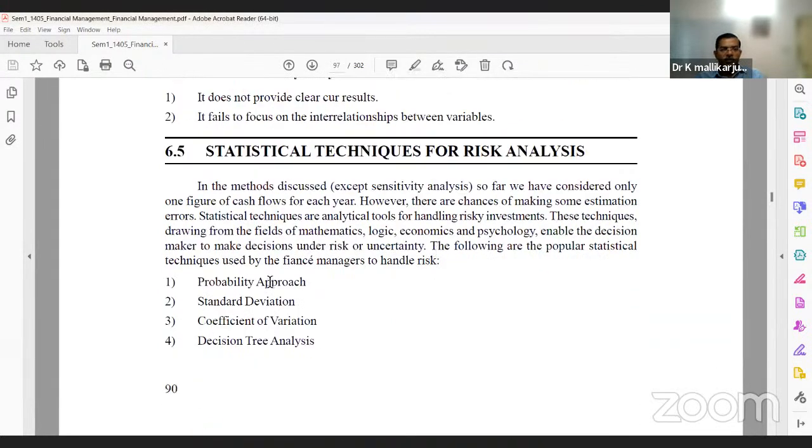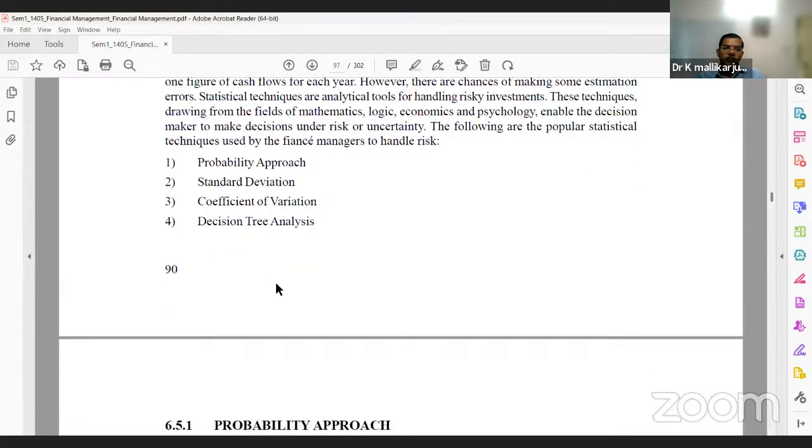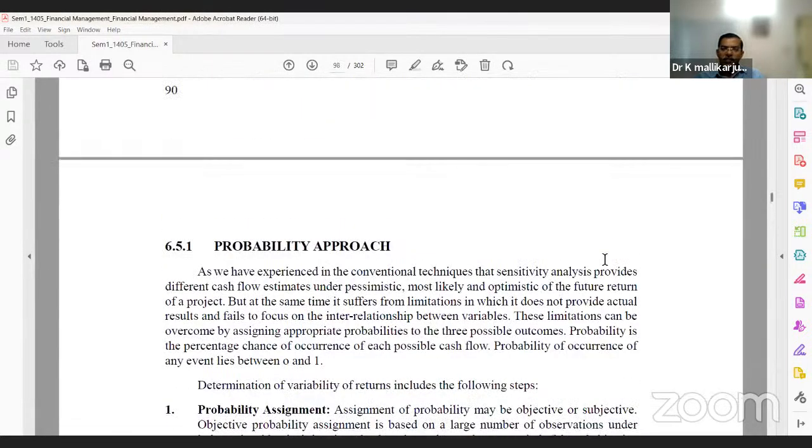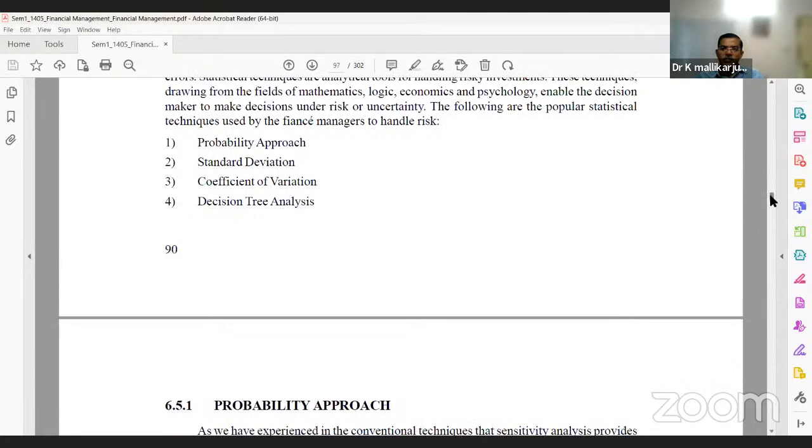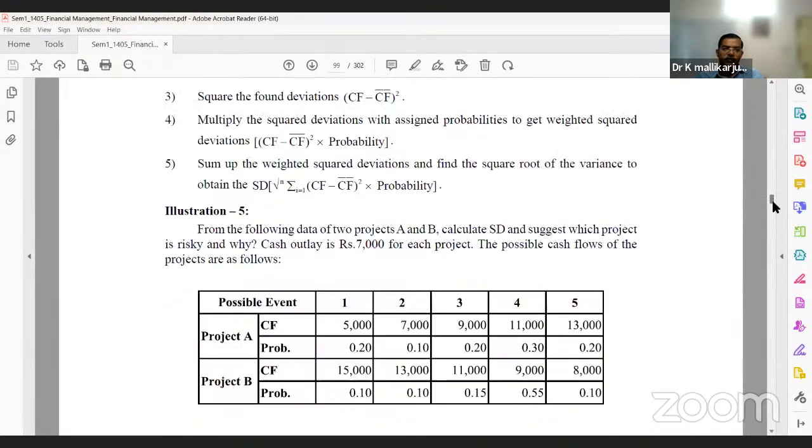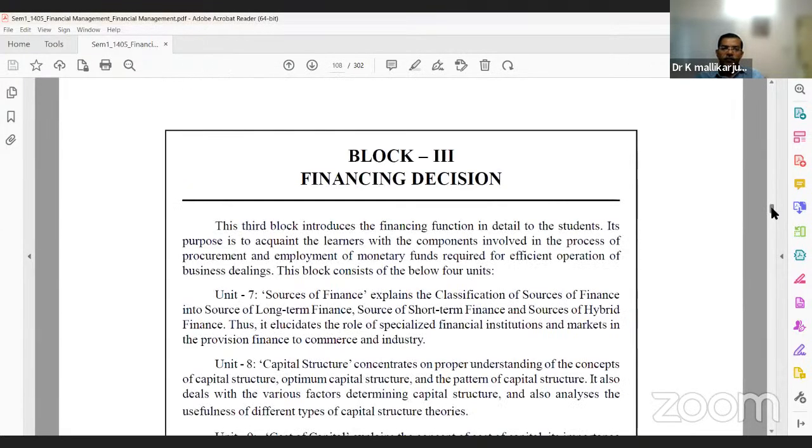Now, there are probability methods and standard deviation and coefficient methods. But in the examination, we expect only the certainty coefficient method.